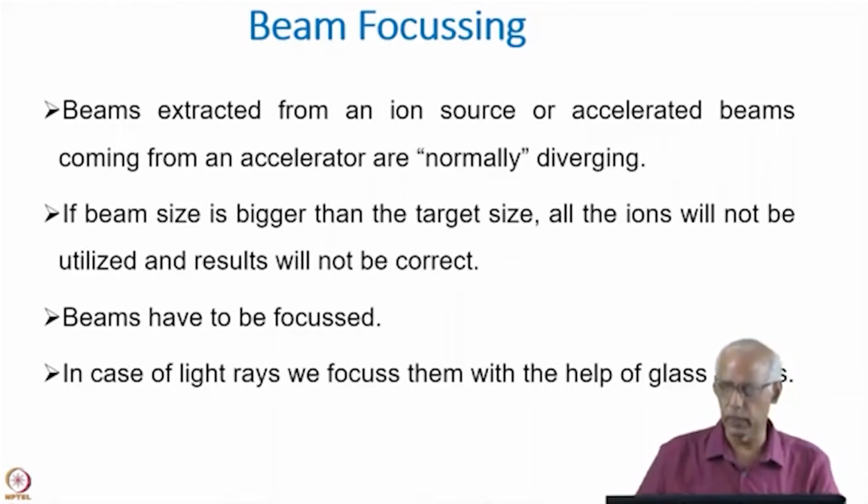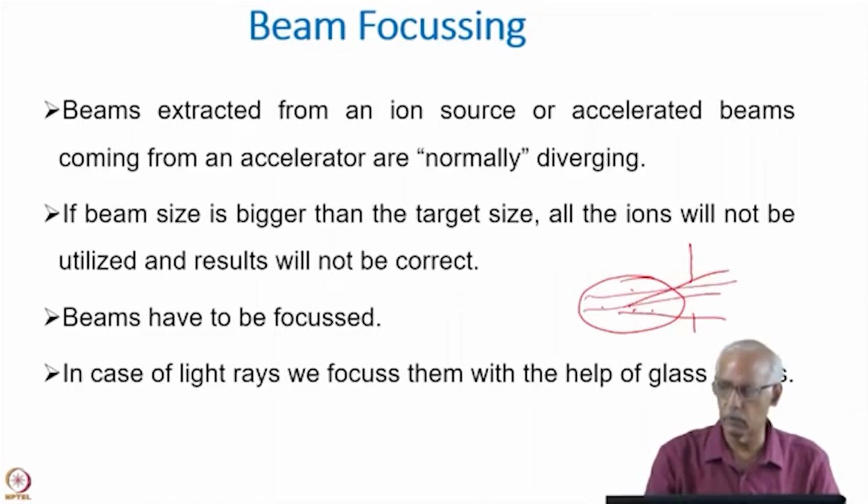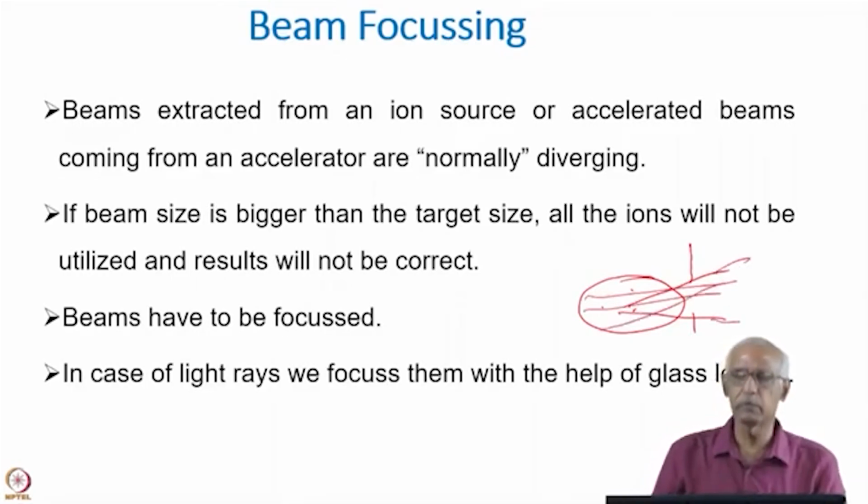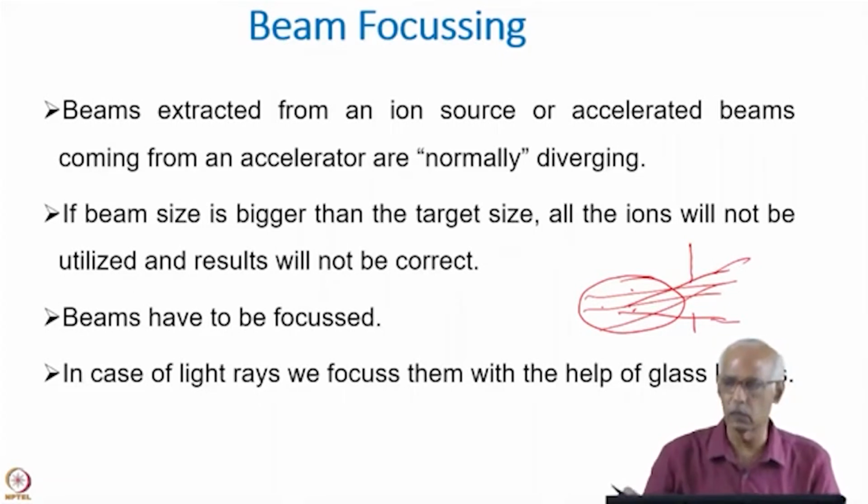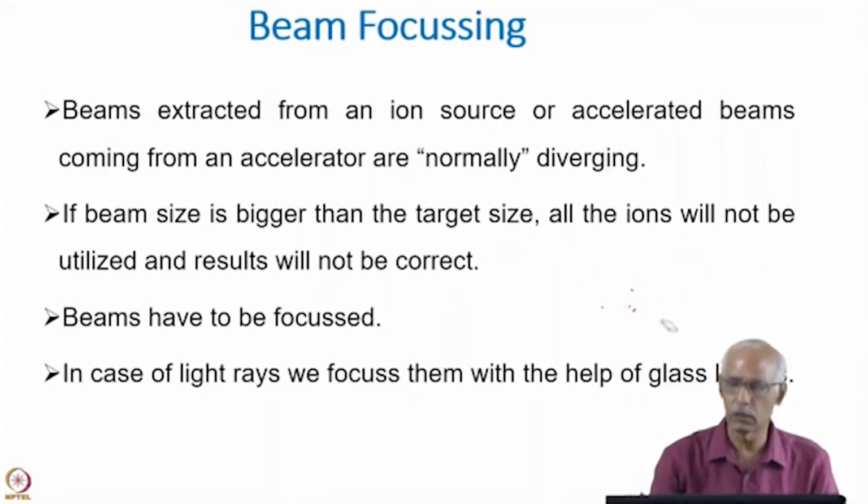For example, if you take the ion source here, there is a plasma here and there is an extraction voltage, then the beam will be going almost like this, because the beam is coming from all places. So it will be a very diverging beam. Now this beam has to be focused before it is taken to the target. Otherwise, if the beam size is big and the target is small, then the entire beam will not be used and the results will not be accurate.